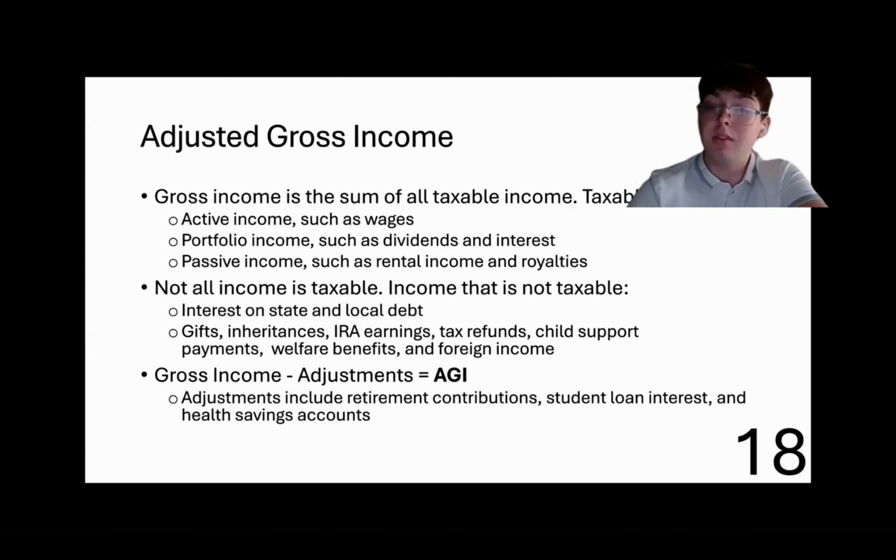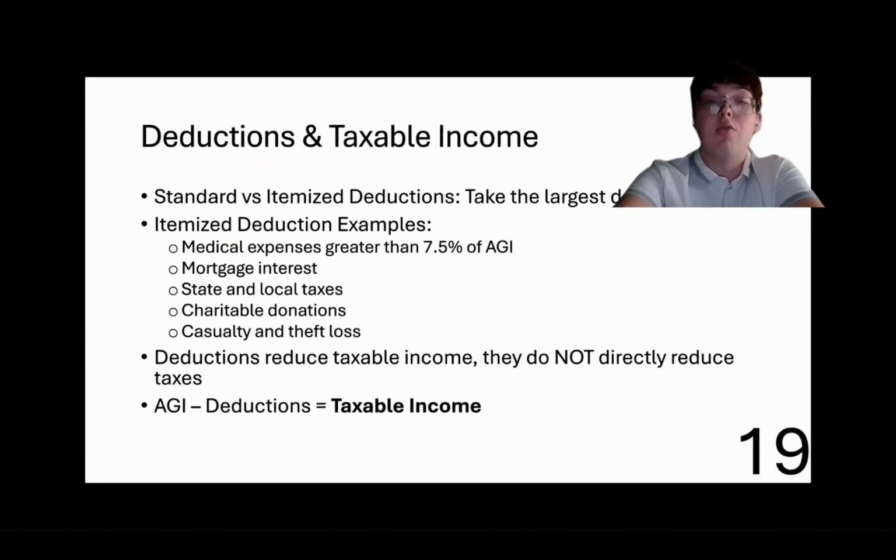Your next step is to subtract deductions. So taxpayers must choose between the standard deduction and itemized deduction options. You should take whichever one is larger because it's being subtracted from your AGI. Itemized deductions include medical expenses that are over 7.5% of your AGI, state and local taxes, mortgage interest, charitable contributions to qualified organizations, and certain casualty or theft losses.